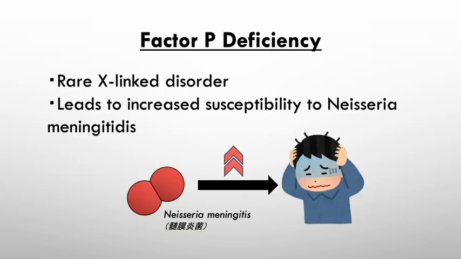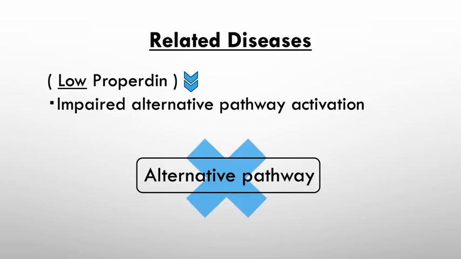Next, we'll discuss factor P deficiency. Properdin deficiency is a rare X-linked disorder, and individuals with this deficiency are highly susceptible to infections by Neisseria meningitidis, the bacterium that causes meningitis. Because the alternative pathway cannot function effectively, the immune system struggles to eliminate these pathogens early in infection.